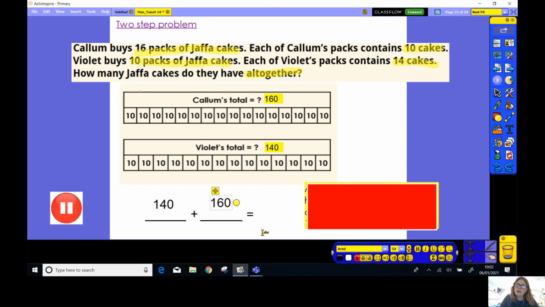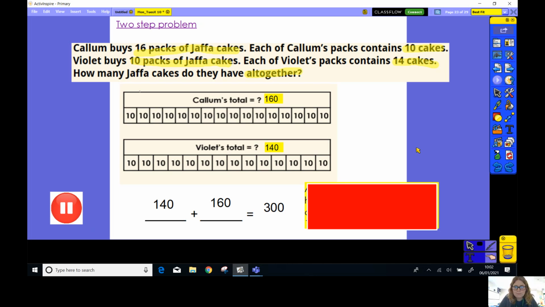Now when I add those 2 together, I'm going to use my big maths now. I know that 4 add 6 equals 10, and I know 100 and 100 equals 200. So in total, I know that I've got 300. So I'd like you to have a go now at answering that question.